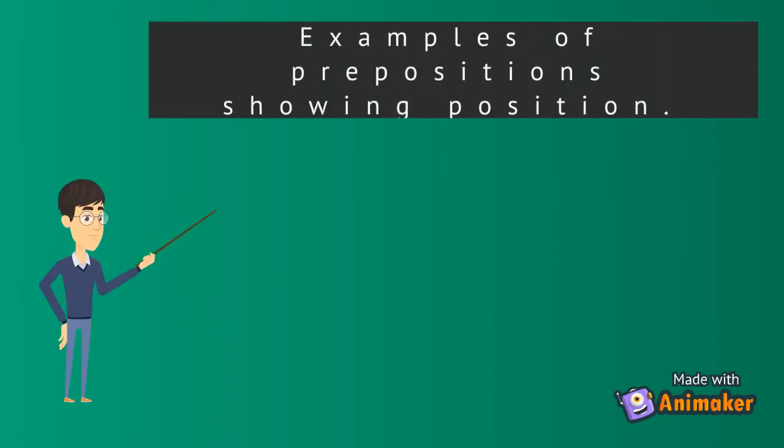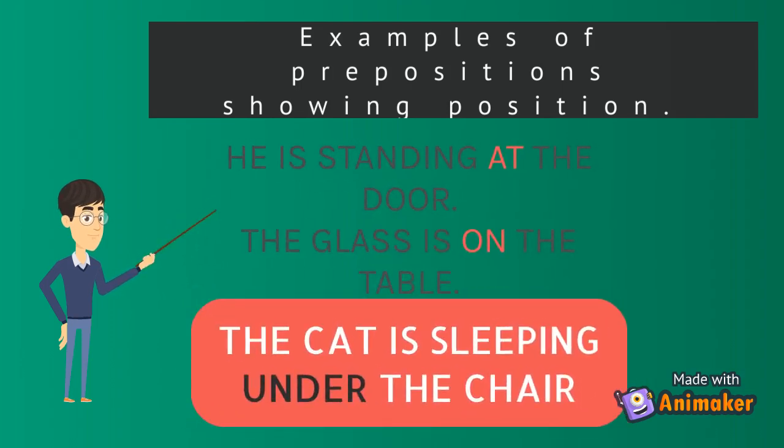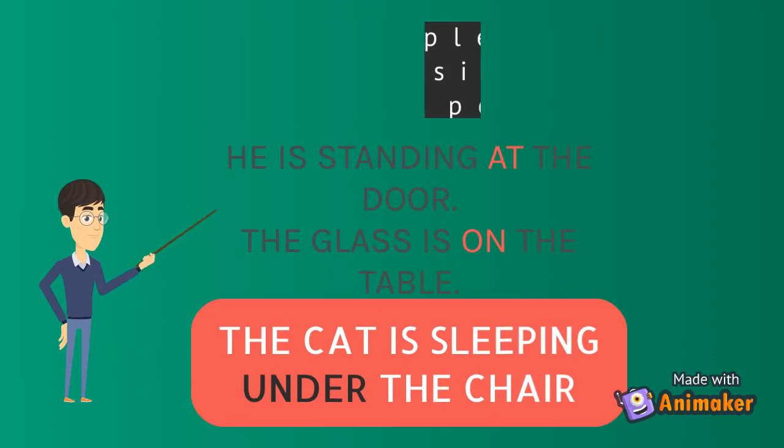Hi, I am back. Let's look at examples of prepositions showing position. He is standing at the door. The glass is on the table. The cat is sleeping under the chair.